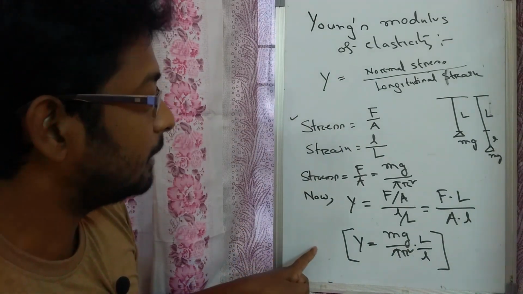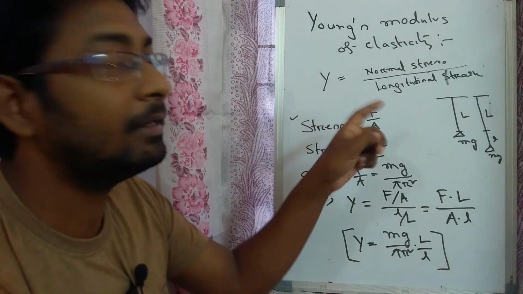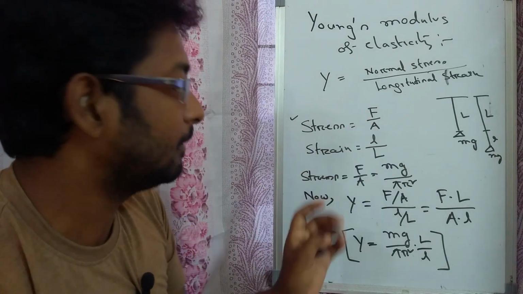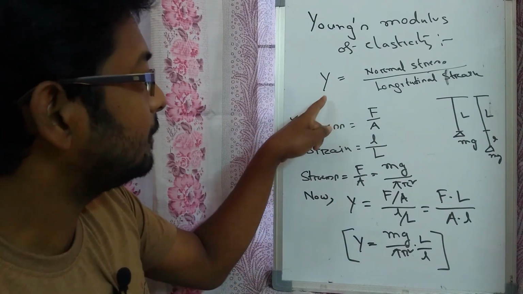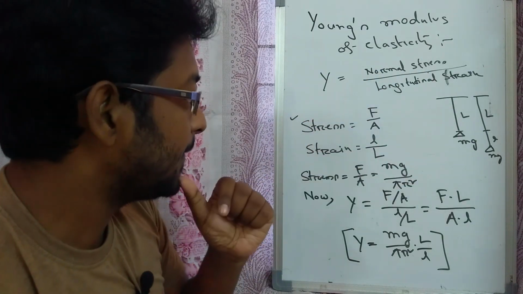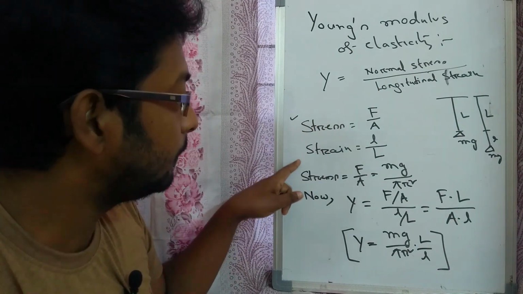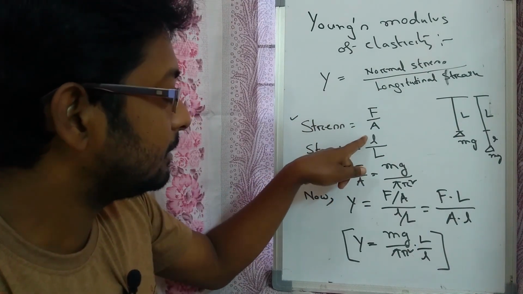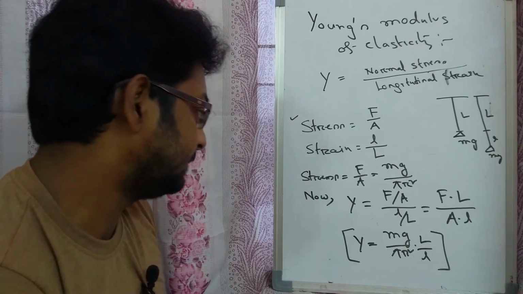So this Young's modulus is basically used to measure the elasticity of the material, or elasticity of the bar, or steel rod, anything. So again I am repeating, what is Young's modulus? Young's modulus is the normal stress divided by longitudinal strain. What is stress? Stress equals force per area. What is strain? Strain equals small l by capital L. What is the small l? Small l is the change in length, and capital L is the original length.